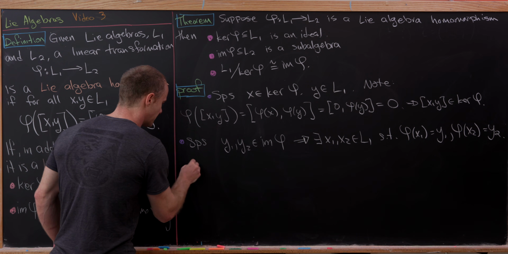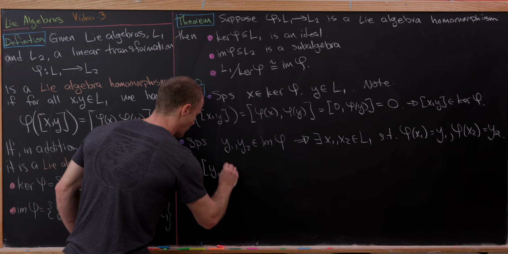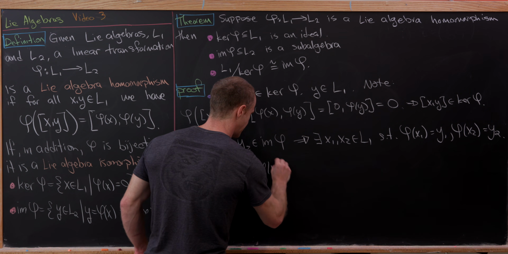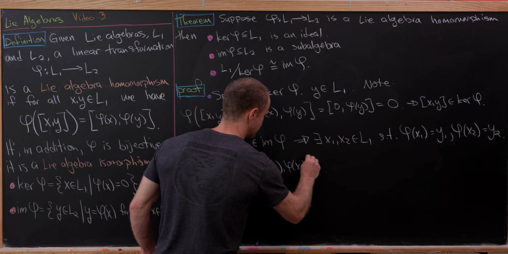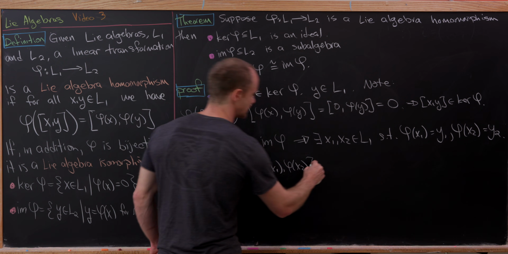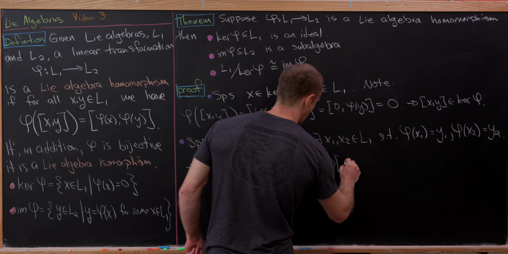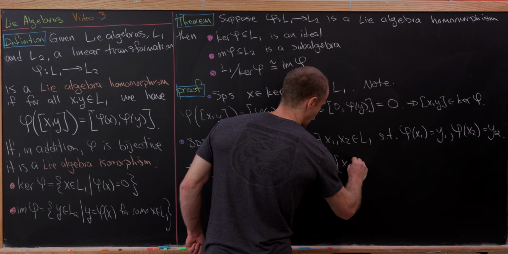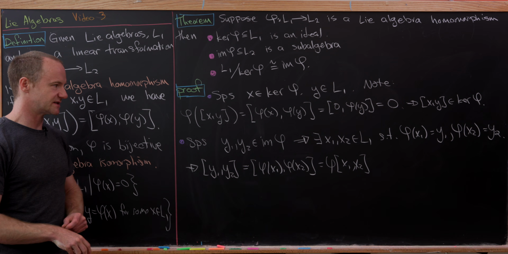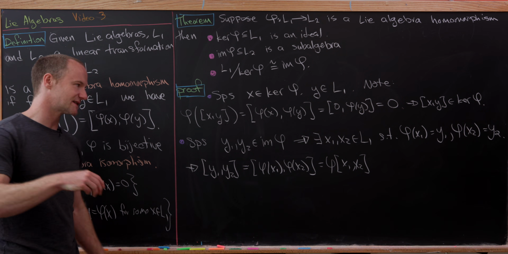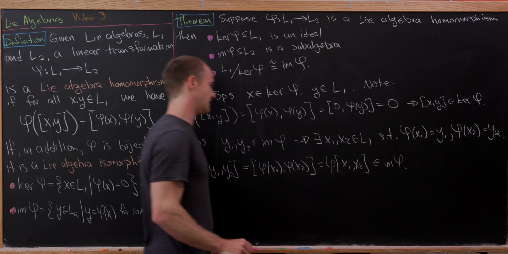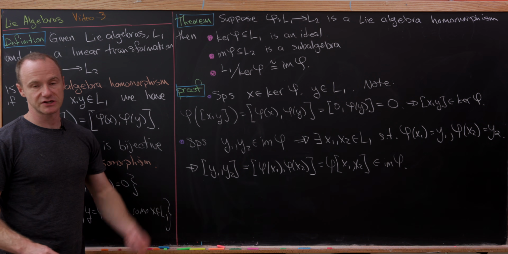But now let's look at the bracket of y1 with y2. Note that that's the bracket of phi of x1 with phi of x2, just by how we got y1 and y2. But then since this is a Lie algebra homomorphism, we can pull that out, and this is phi of the bracket of x1 and x2. But that's inside of the image because it's something inside of phi. So this is pretty clearly inside of the image of phi. So that's what we needed to show.